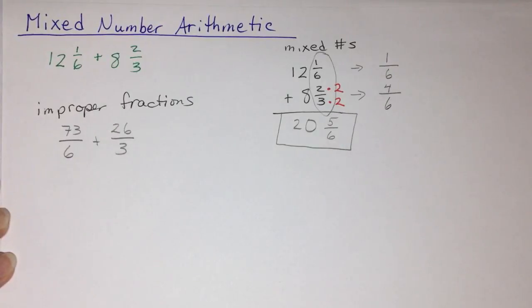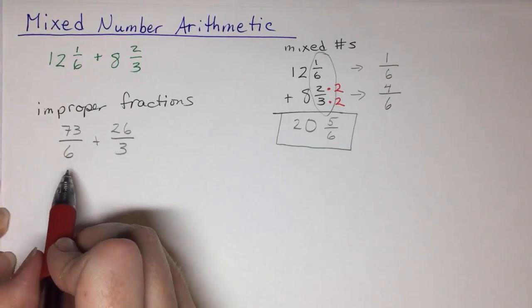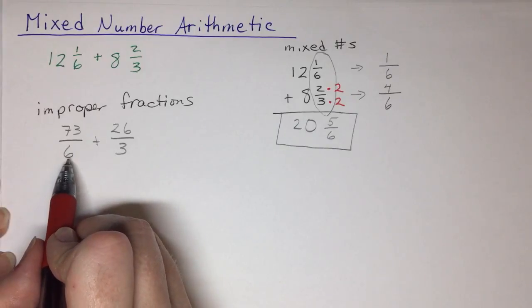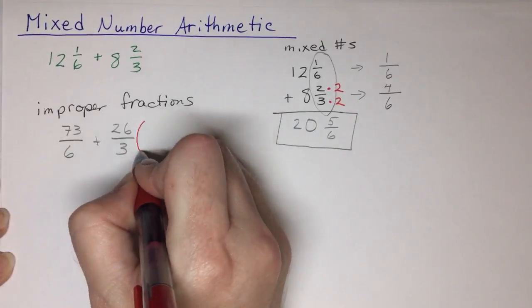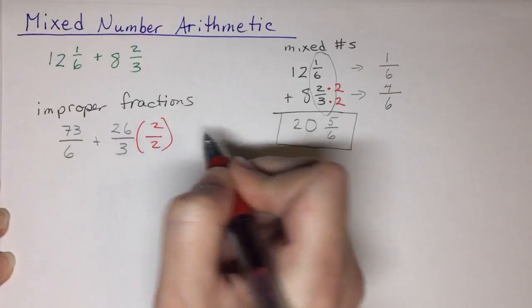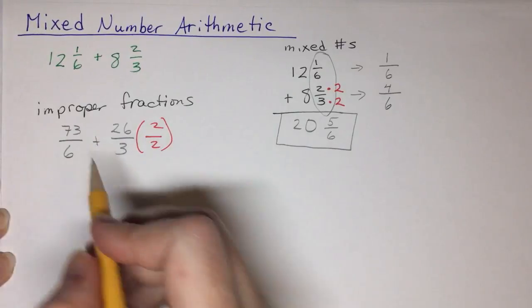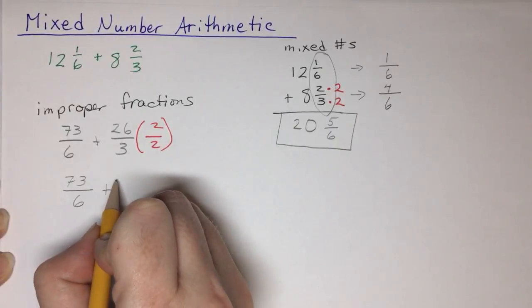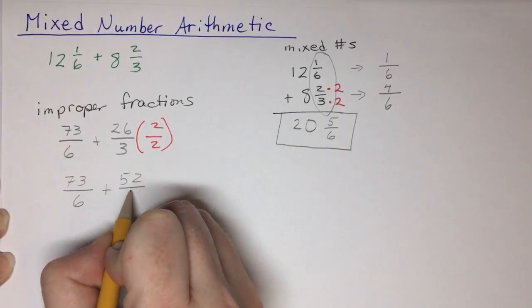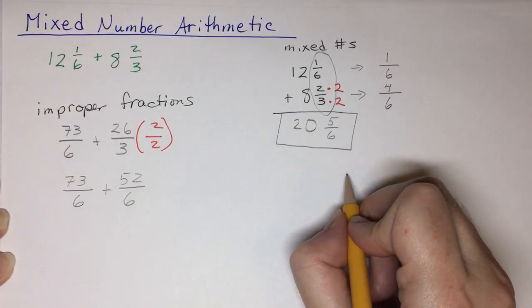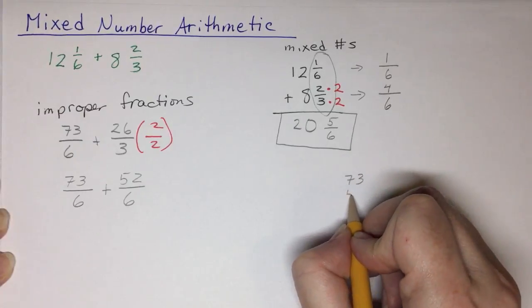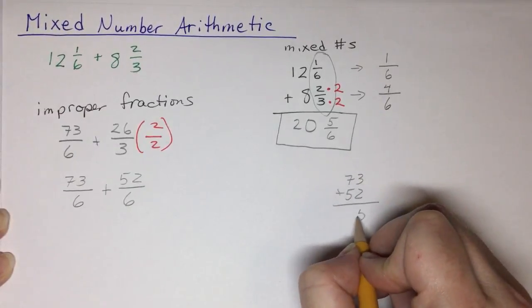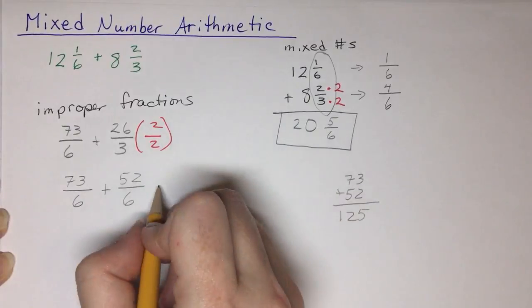Now, I do need to have the same denominator to add or subtract fractions. I have to have like terms. Well, 6 and 3, this one would be missing the factor of 2. So I have 73/6 plus 52/6. Scratch off to the side, 73 and 52, 125.